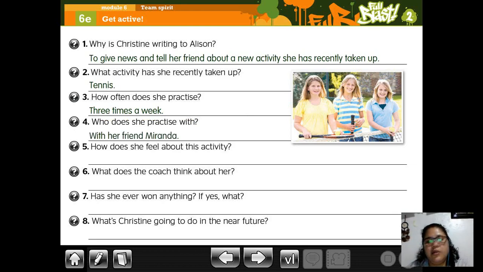Number 5, how does she feel about this activity? How does she feel? Does she like it? She doesn't like it? Is it boring? Is it fun?